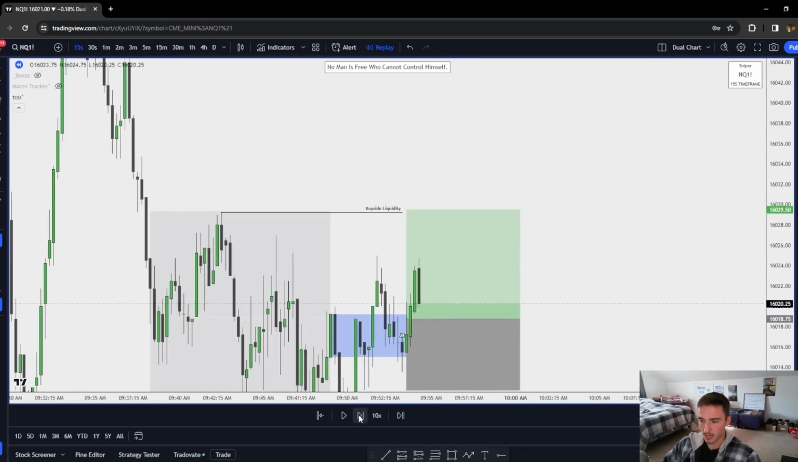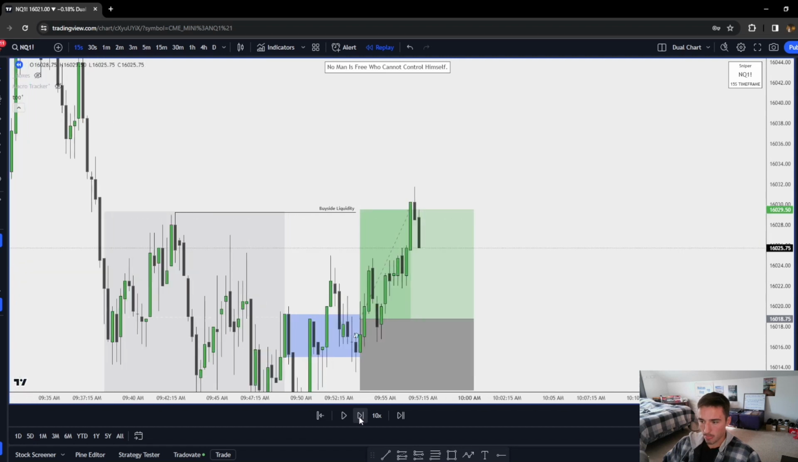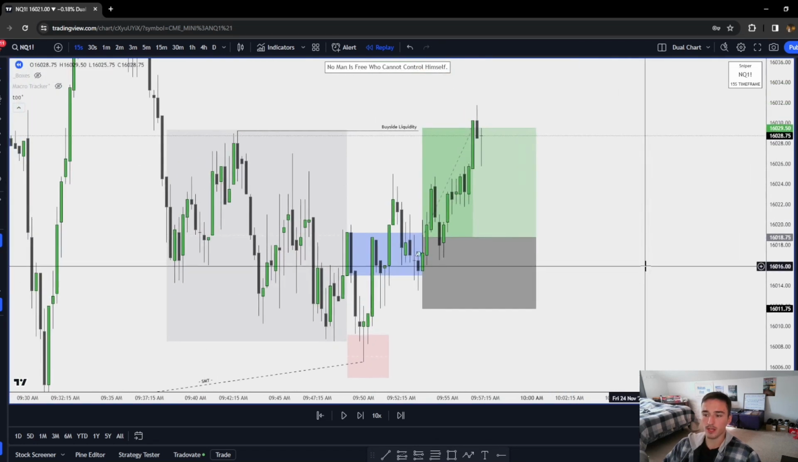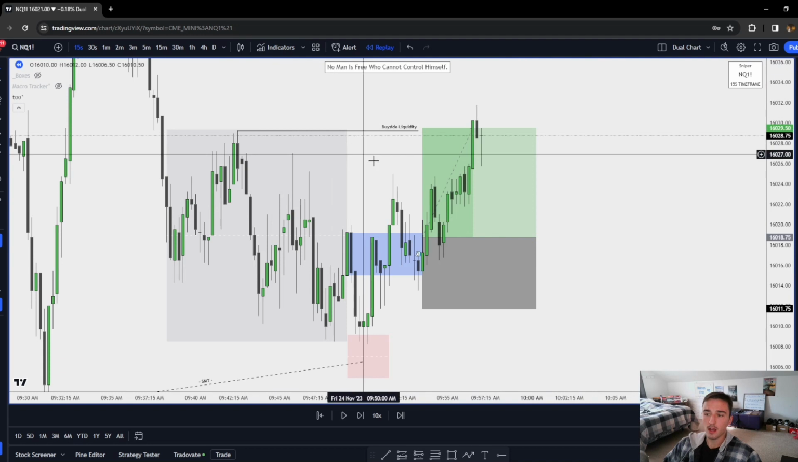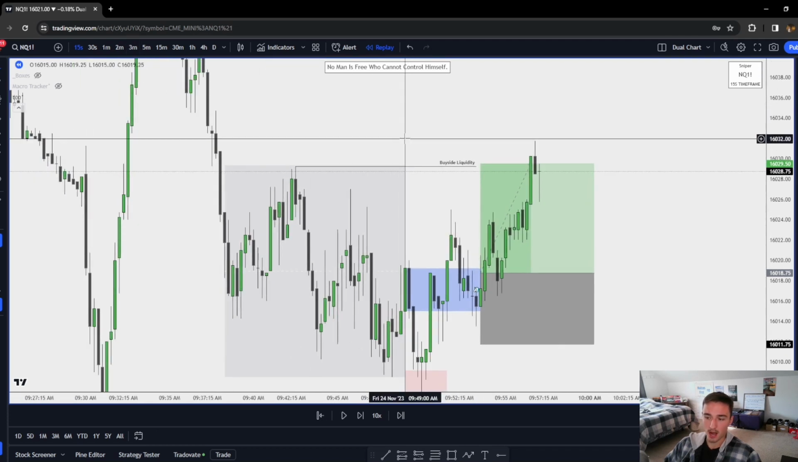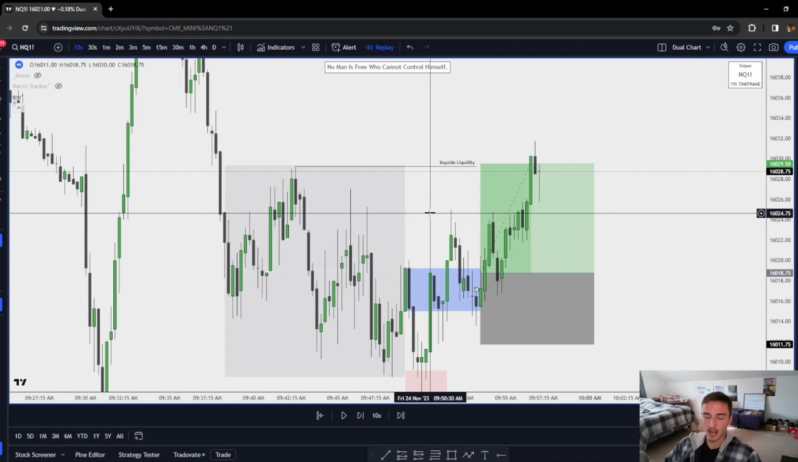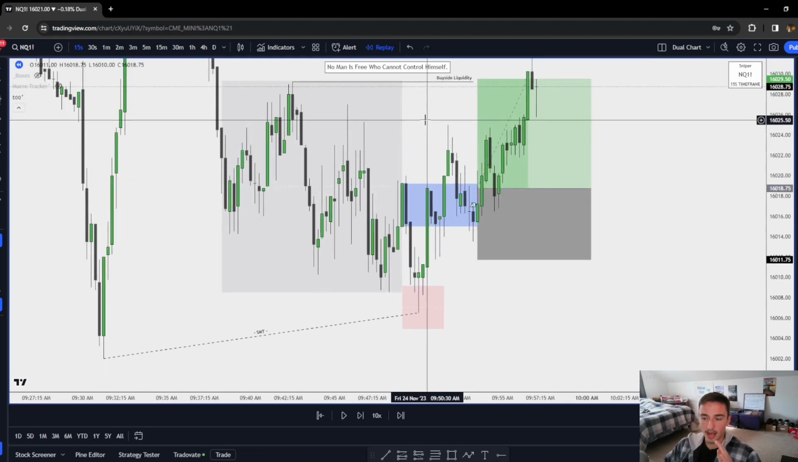But as you see, it played out perfectly. So this is how you can use power of 3. I didn't go over lower time frame power of 3 on my last video. So this is exactly how I'm using power of 3 on the lower time frames, pretty much with all my trades. I need everything to line up for me to take a trade.